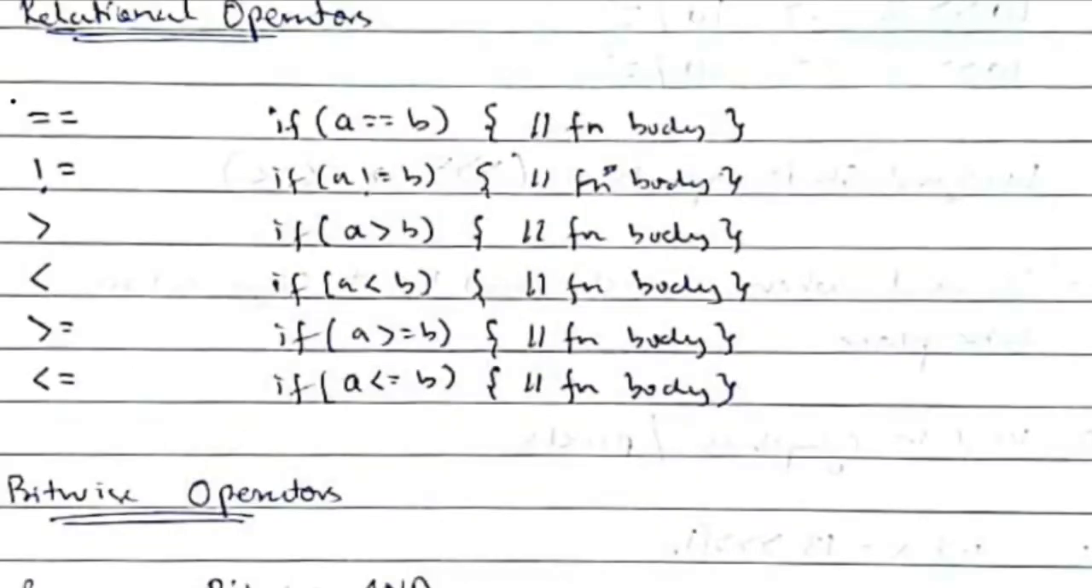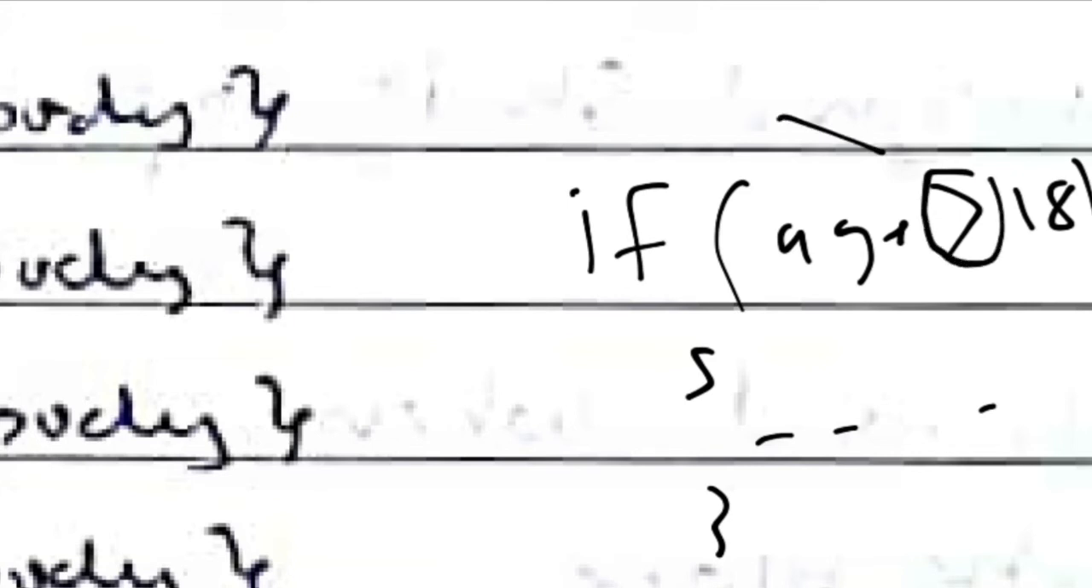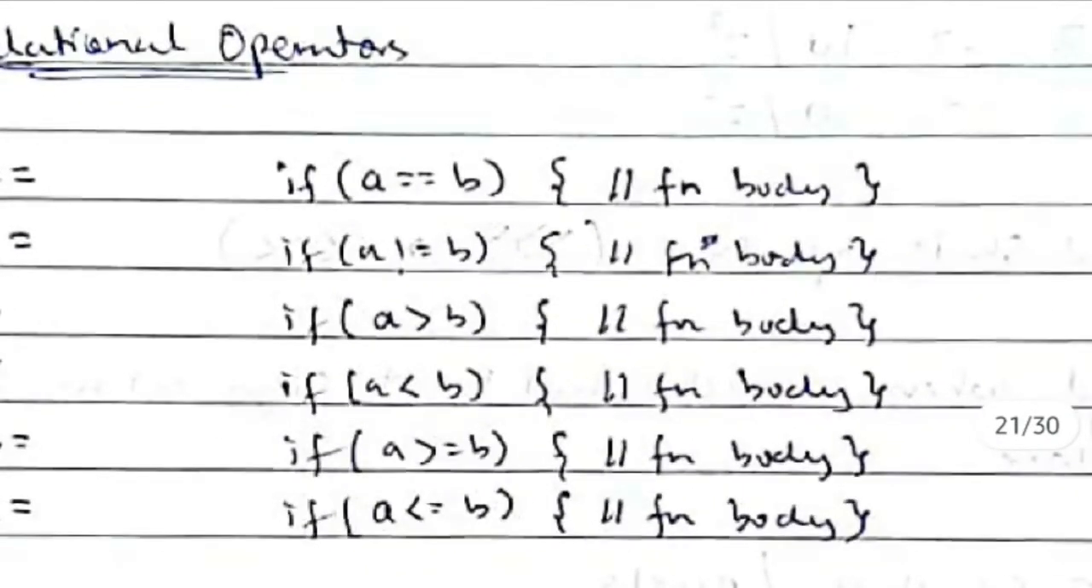Okay, coming to relational operators, we have 6 relational operators. We are using these operators in the if statement. Suppose that I have a value here, if age is greater than 18, then some code here like eligible to vote. So I'm using this operator here, right? By using this operator I can check if the age is greater than 18 or not. We have many operators here.